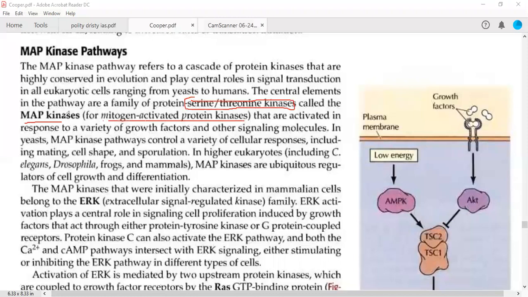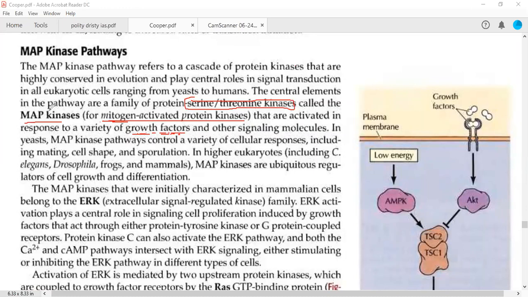So there are certain chemicals. Okay, so these chemicals are called mitogens. In response to which the cell will start dividing, because these MAP kinases are one of the major signaling pathways within our cells. Okay, now, these are activated in response to a variety of growth factors, which are called mitogens, or other signaling molecules. So these can activate these MAP kinase pathways.